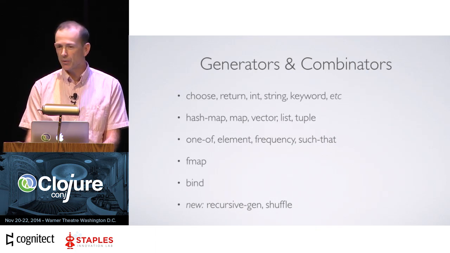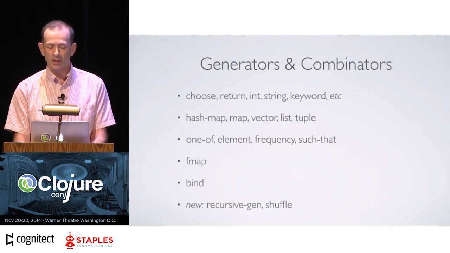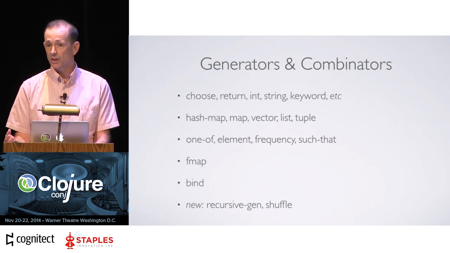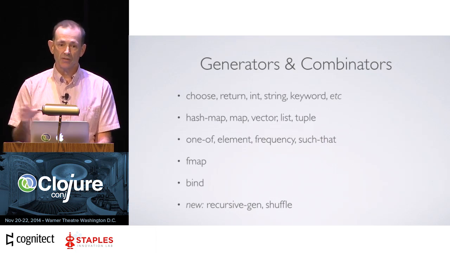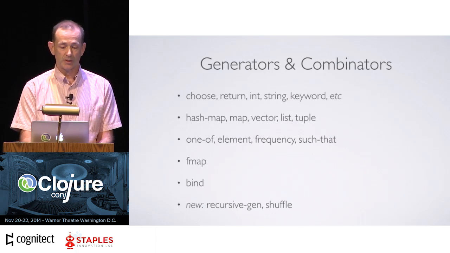Then there are a couple of new generators in recent versions of test.check that I haven't had too much time to play with yet. But recursive gen looks like it's going to be useful for me for defining recursive data structures. And shuffle will give me different combinations of values out of a collection. And actually, I can use that in my implementation a bit later.